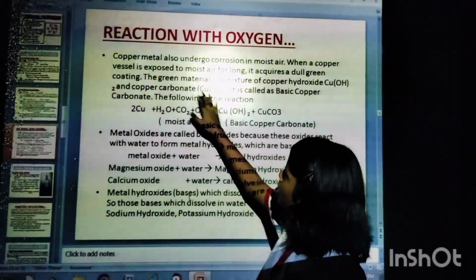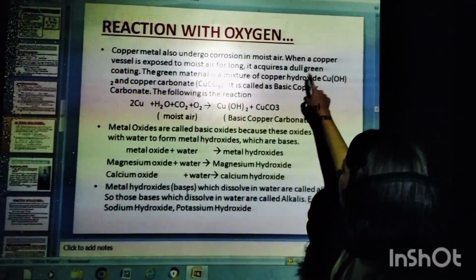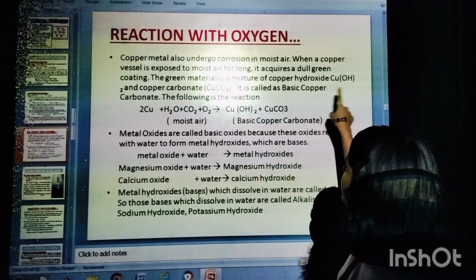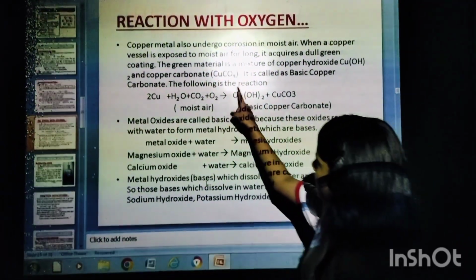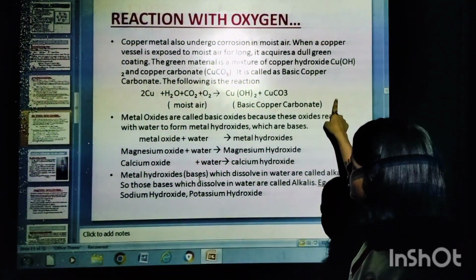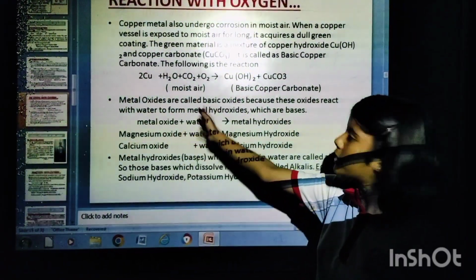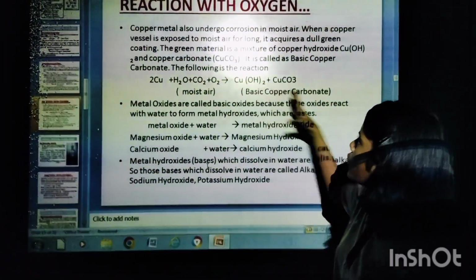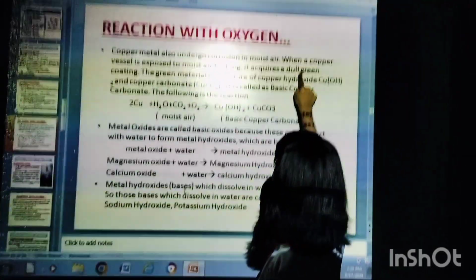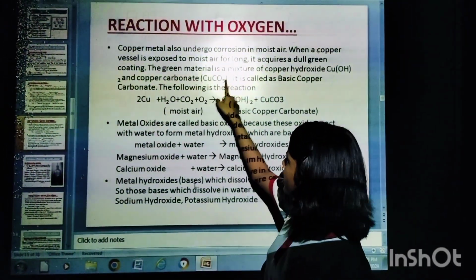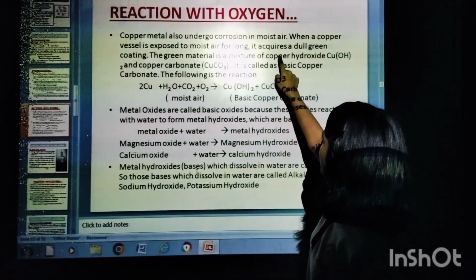Copper metal also undergoes corrosion in moist air. When a copper vessel is exposed to moist air for a long time, a dull green coating forms. The green material is a mixture of copper hydroxide.